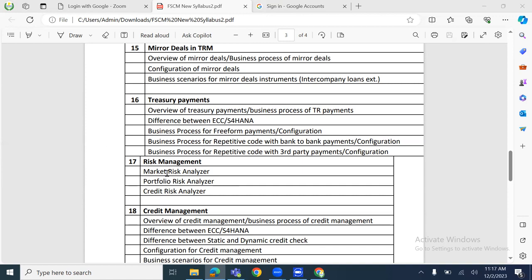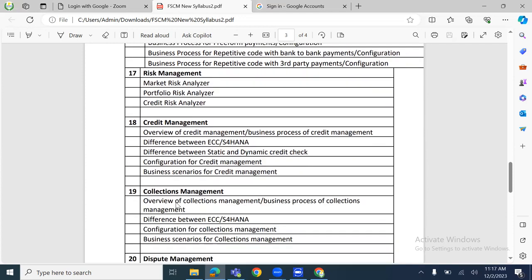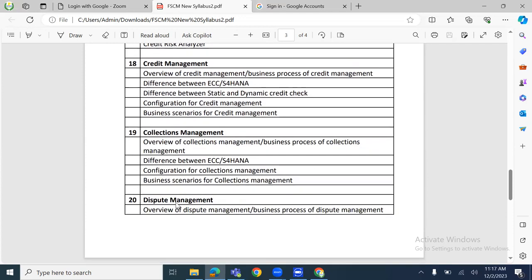So now the next topic would be risk management. Under risk management, market risk analyzer, portfolio risk analyzer, credit risk analyzer. Once these topics are completed, then I am going to start the credit management. Overview of the credit management, business process of the credit management.